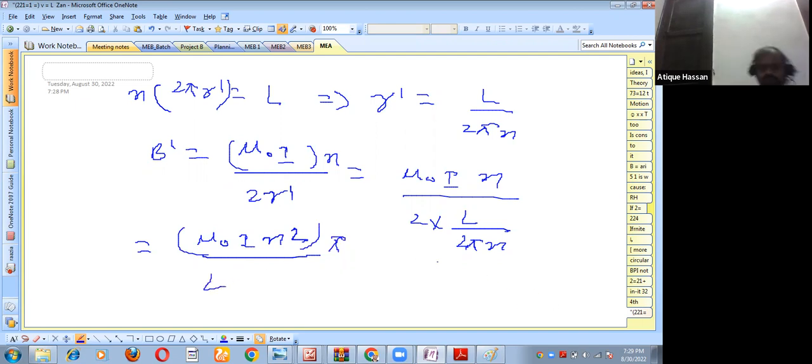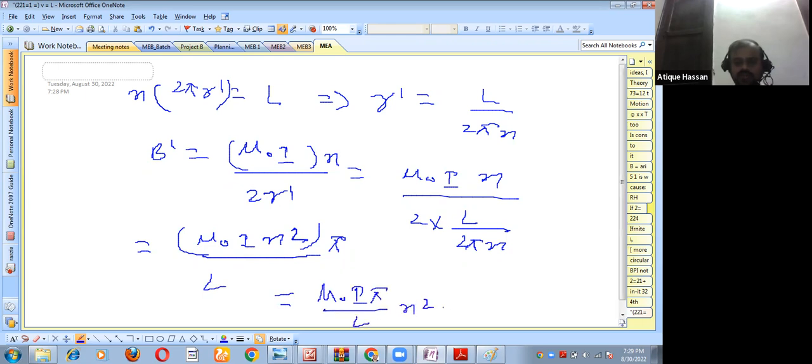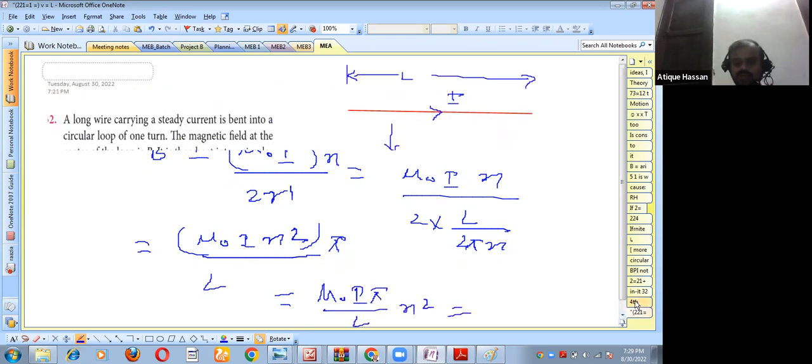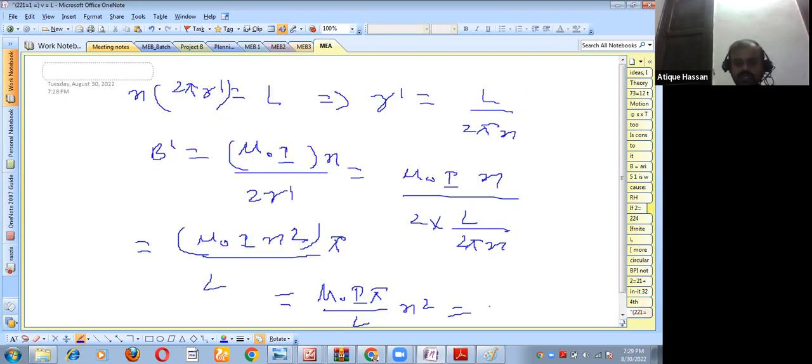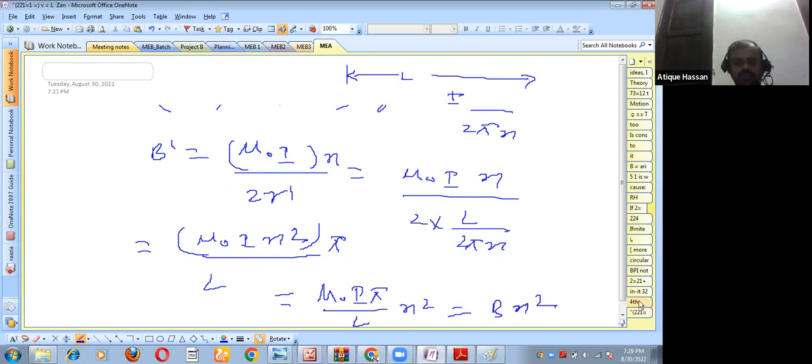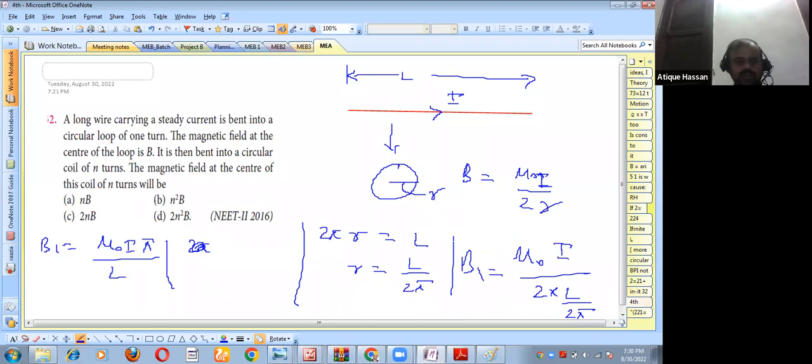So it will be equal to mu naught I pi by L into n square. And what is mu naught I pi by L? It is B, right? So it will be B into n square. So the correct option is B. Have you got B? Yes. So the correct option is B. Understood?